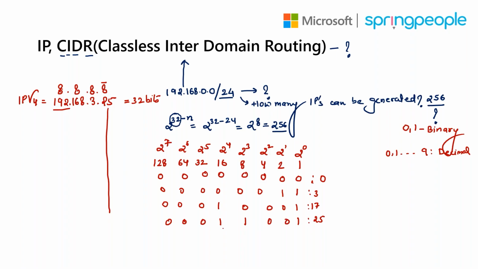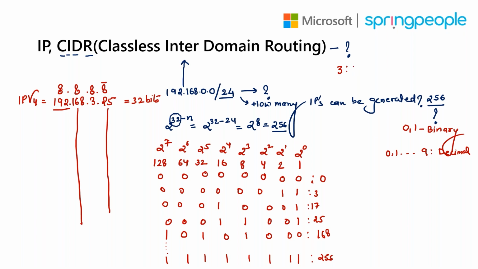This is 25 in binary. And if I want to write 168, I have 128, I cannot take 64 because that is greater than 168. Sorry, 0. 128 plus 32 makes 160, and I'm left with only 8, making 168. Remaining all the bits will be 0. This is 168. And if all the bits are high, then 128 plus 64 plus 32 plus 16 and so on makes 255. So you will never see an IP like this.